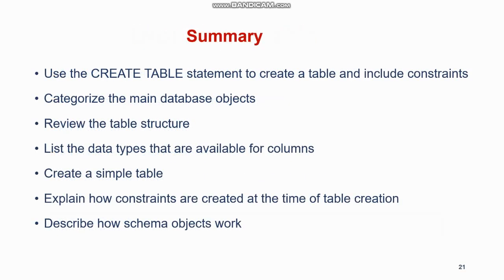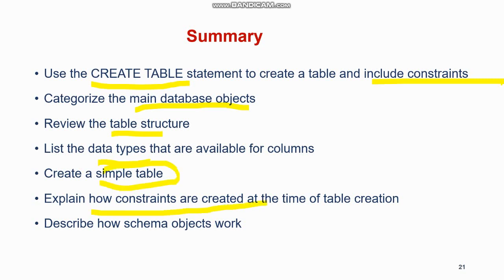So now in this lecture, we have discussed create table and how you can include constraints in the table. We came across many constraints like primary key, foreign key, check, null, not null, and the unique constraint. And we also discussed the main database objects, and we saw how you can manipulate and handle the table structure and what the data types are. And we saw some examples of creating a simple table and how these constraints react for the table. And at the end, we saw how the schema objects work. So these are the topics we have covered in today's lecture.